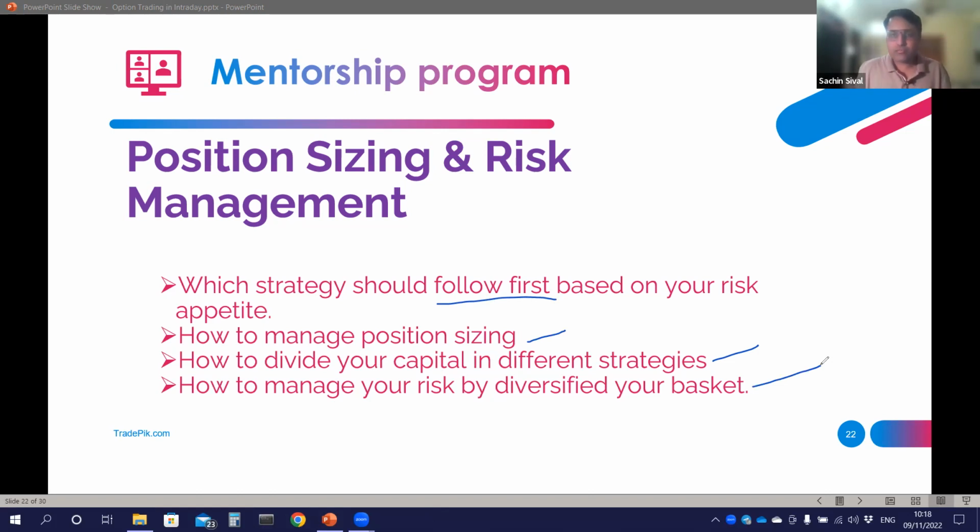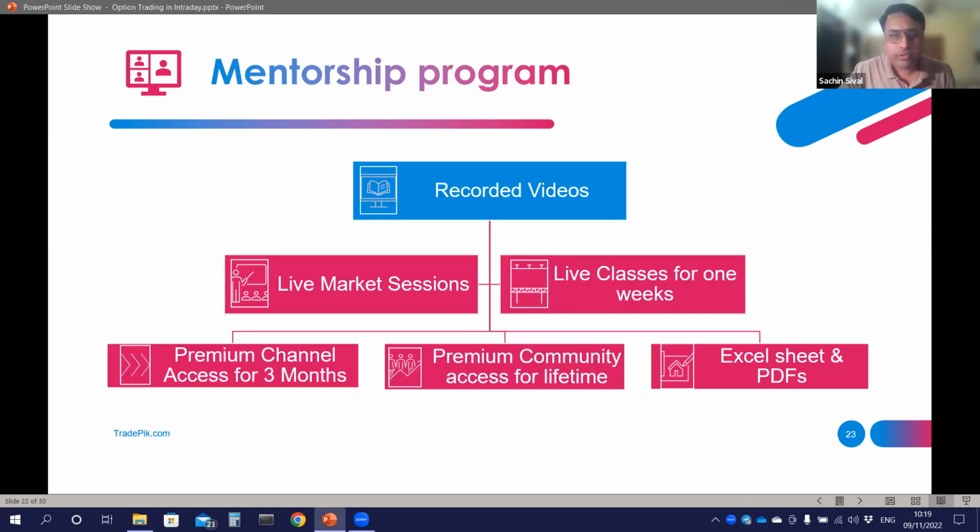This is what I was talking about. You can create a basket where you have deployed some percentage of capital based on your risk appetite. And if one system is not working, the other system compensates your return. So how will you get all this information and the support?